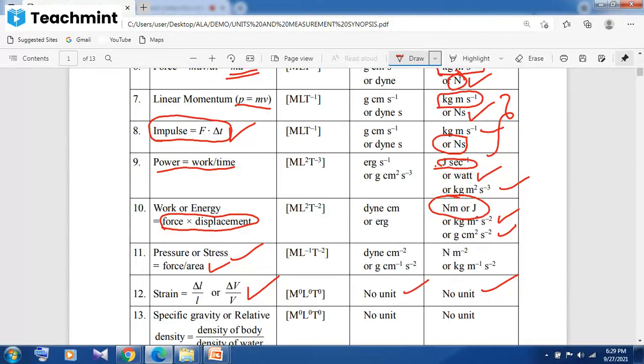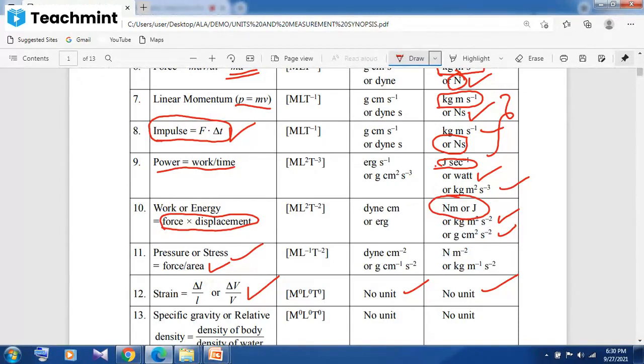Why, students? Any idea? Why doesn't strain have any unit? Can you tell me? Can you respond, students? Why is there no SI unit for strain? Ismat, you tell me. Yes, Ismat. Why doesn't strain have a unit?